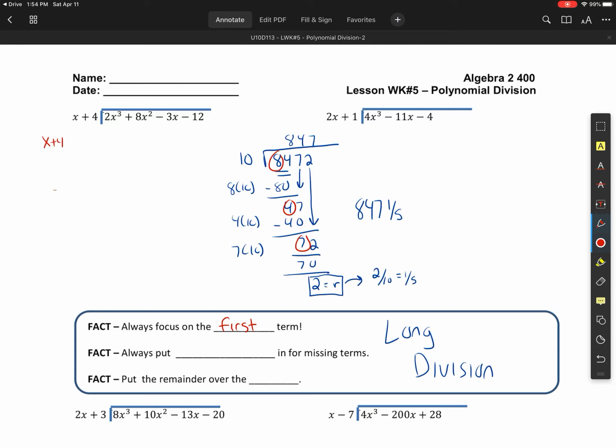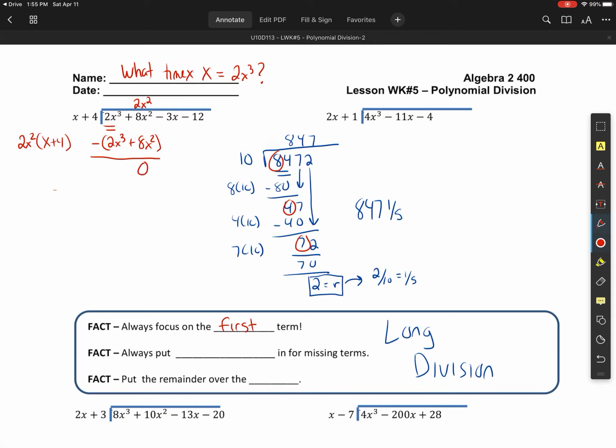So if I focus on, in this situation, 2x cubed, my question is, what times x equals 2x cubed? So in this situation, what times x gives me 2x cubed? 2x squared. So I multiply the x plus 4 by the 2x squared to get 2x cubed plus 8x squared. Right? And I subtract 2x cubed minus x cubed, gone. 8x squared minus x squared, gone.